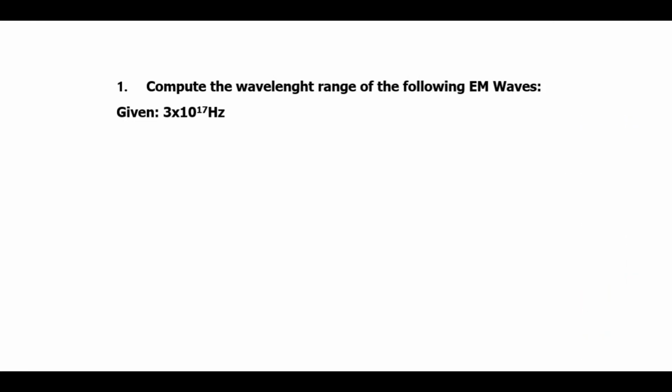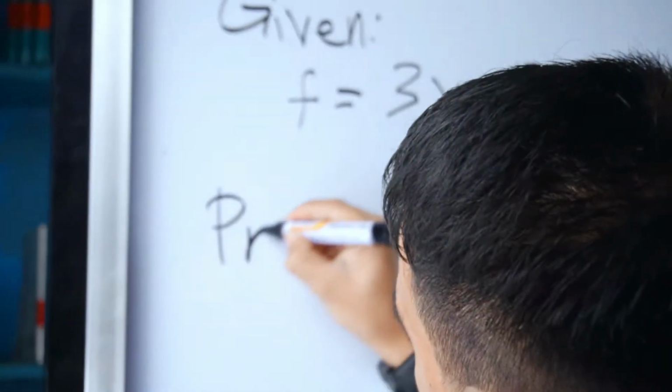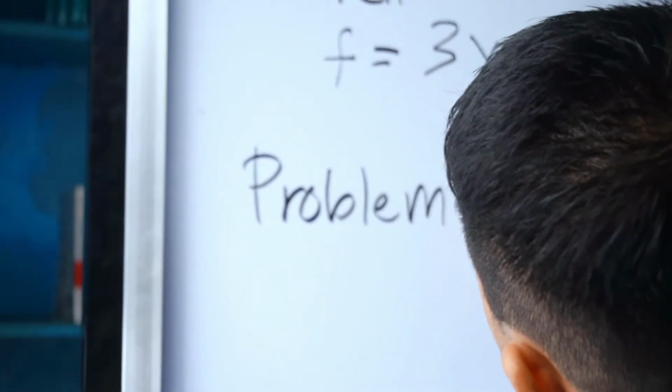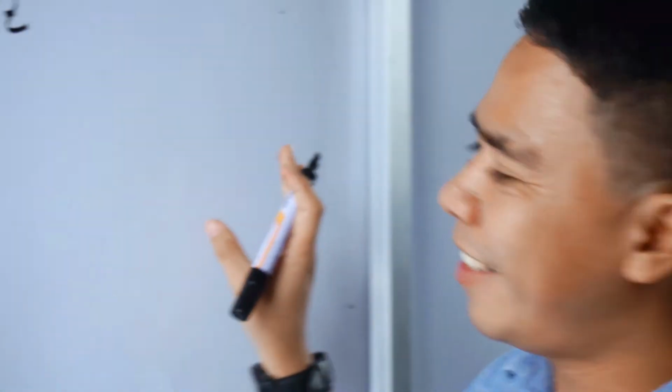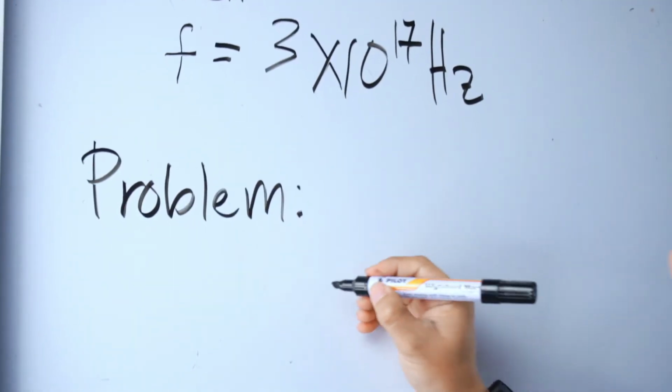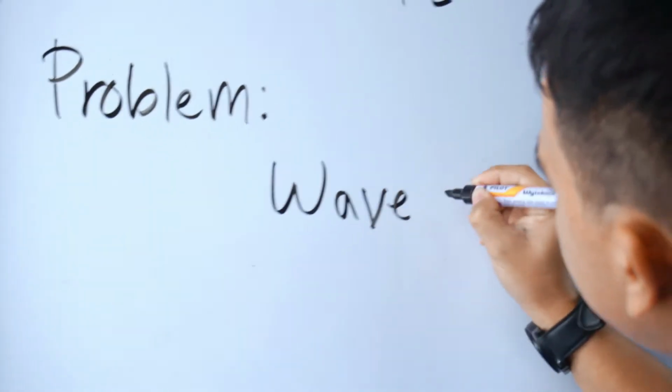For example, we have a given of 3 times 10 to the power of 17 hertz. Again, what is hertz? What kind of unit is it? It is under frequency, the number of vibrations. Next, the problem: the problem is on how to solve the wavelength.